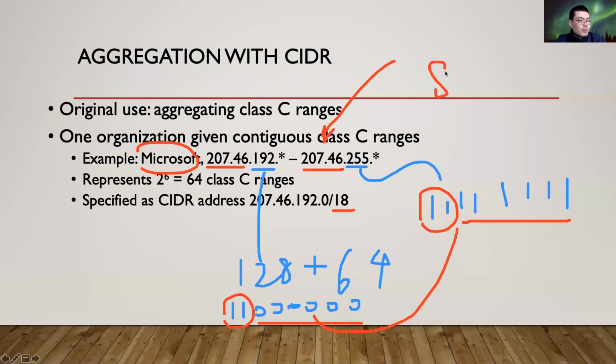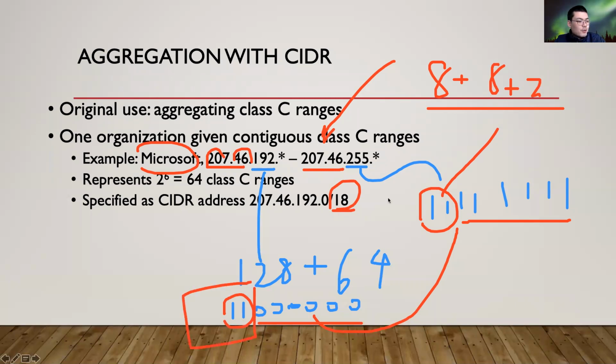The first is 8, the second is another 8, and the third we have 2 bits, and they all belong to Microsoft. If you compute this, it is 18. So this slash 18 means, starting from the beginning, the number of bits that belong to the subnet. If you remove this part, you can see these are all the ranges from 0 to all ones, meaning that within this range, every IP address belongs to Microsoft.